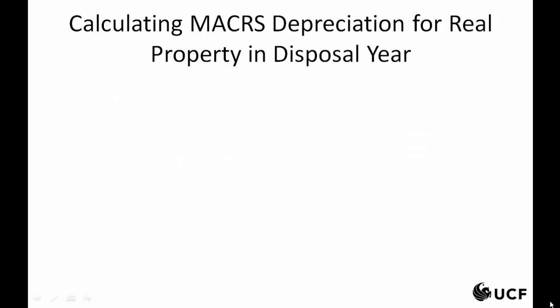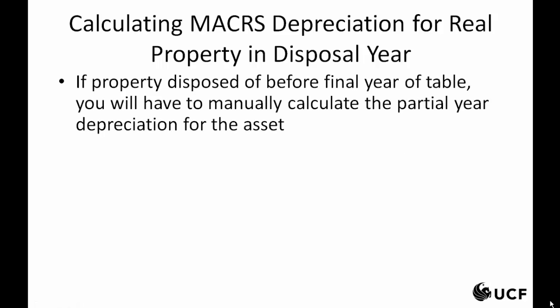So how do we calculate the MACRS depreciation for real property in the year of disposal? If the property is disposed of before the final year of the table, you will actually have to manually calculate the partial year depreciation for the asset in the final year. Remember that the partial year depreciation is automatically built in the beginning and the end of the tables. But if you sell it and dispose of it in a year other than the end year of the table, you will have to manually calculate the partial year.